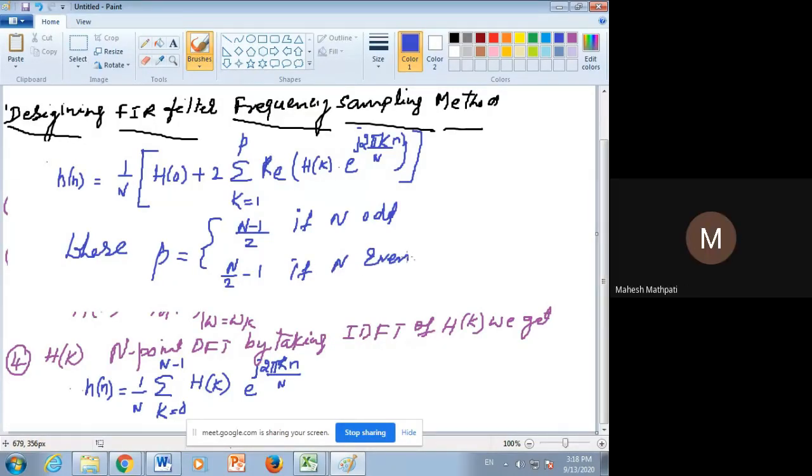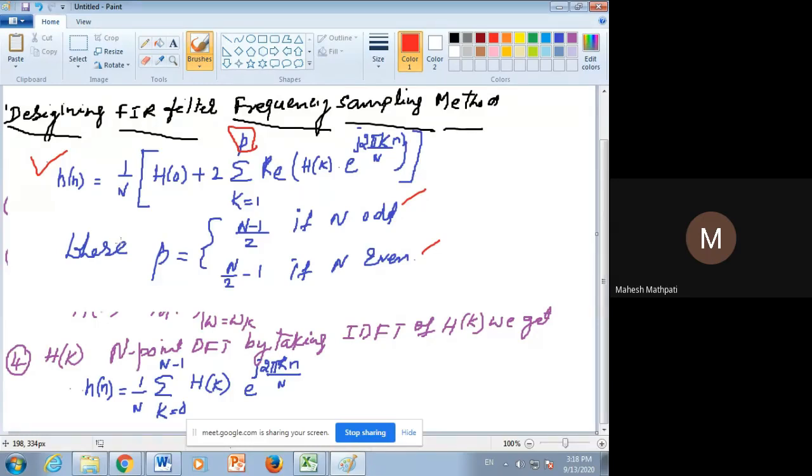So this value of p will keep changing. If N is odd, the value of p whatever we have written here is going to change based on the value of N. If N is odd, p equals N minus 1 by 2, or else if N is even, it is N by 2 minus 1. Based on this condition, we get the change in the value of our h of n. So this is the procedure you need to remember.